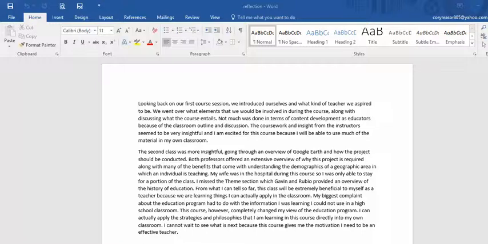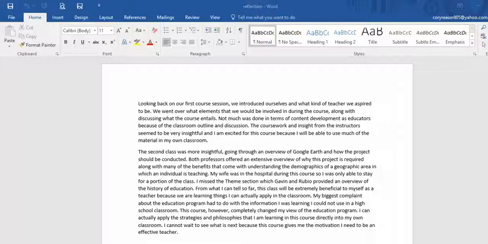Looking back on our first session, we introduced ourselves and what kind of teachers we aspired to be. We went over what elements would be involved during the course, along with discussing what the course entails. Not much was done in terms of content development as educators because of the classroom outline and discussion. This coursework and insight from the instructor seems to be very insightful, and I'm excited for the course because I will be able to use much of the material in my own classroom.